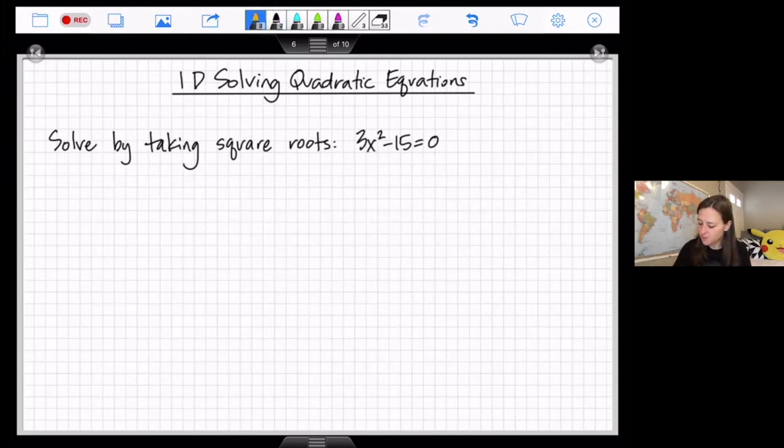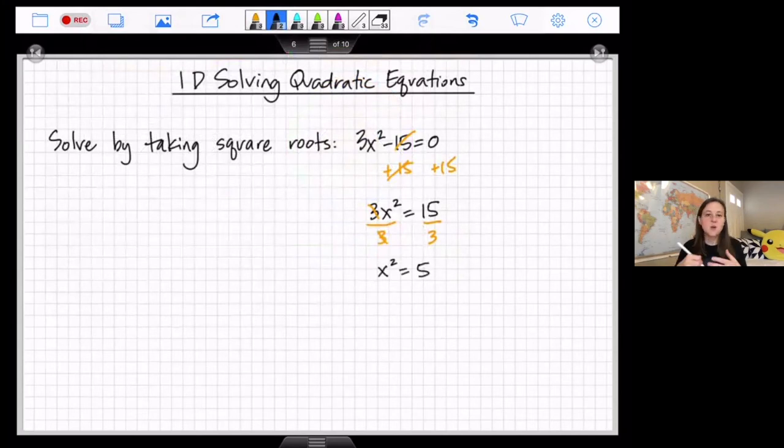So to do that, I'm going to add 15 to both sides. And that gives me 3x squared equals 15. Also get rid of that coefficient. We're going to divide off the 3. And then that leaves me with x squared equals 5. So now we can just take the square root of both sides. So we take the square root, take the square root, and let's see.